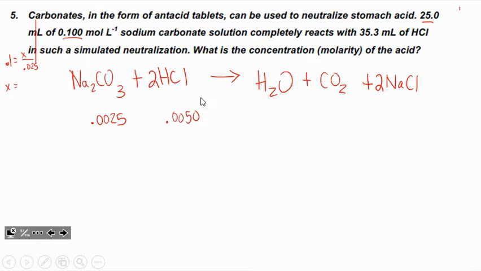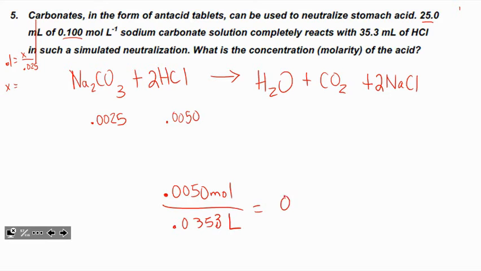And if we take that divided by 0.0353, so we had this many moles, 0.0050 moles divided by 0.0353 liters, and that's going to give us a molarity of 0.142 molar, and that would be HCl.